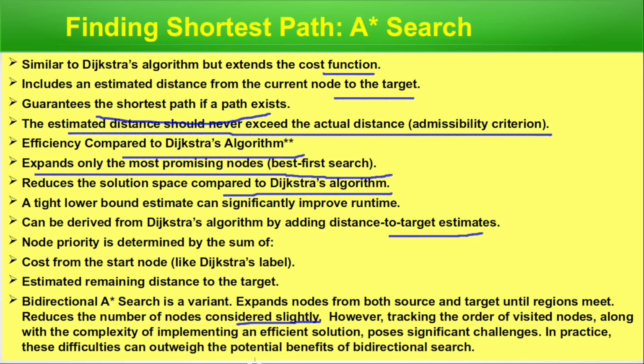This is another method. It's quite similar to Dijkstra's algorithm but extends the cost function. And there is one bidirectional variant of this A star search. Nodes are expanded from both source and target until they meet each other. Whenever a bidirectional method is used, we always need to keep track of the visited nodes, along with the complexity of implementing an efficient solution, which poses significant challenges in practice. These difficulties actually outweigh the potential benefits of bidirectional search.